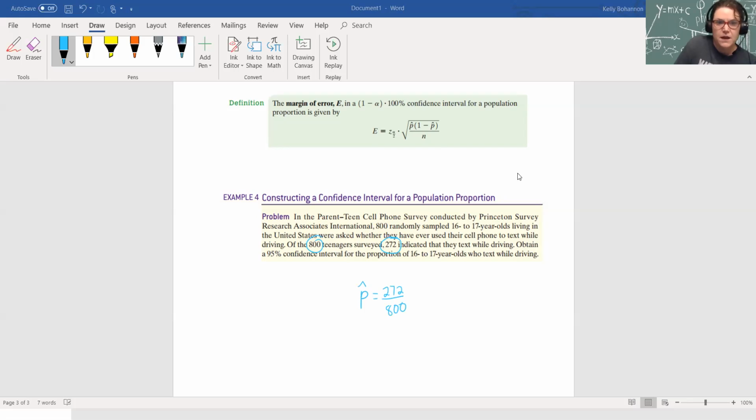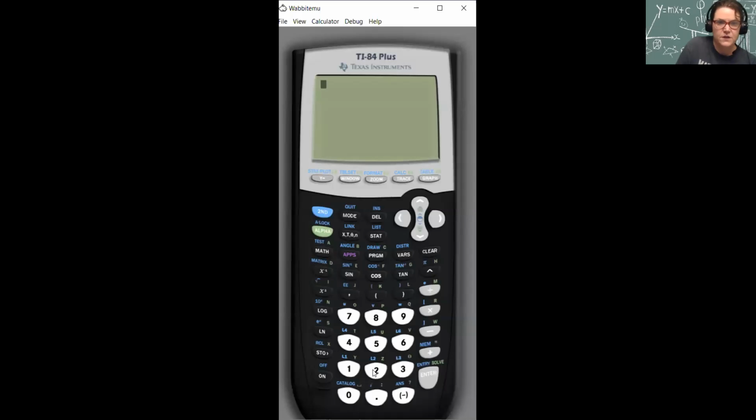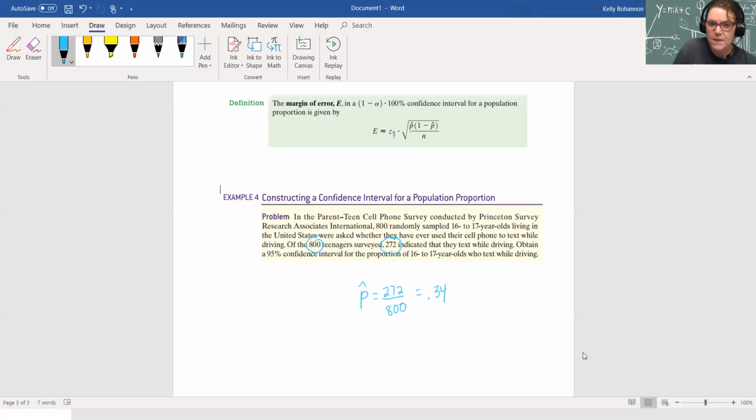So let me get my calculator here, so I can get a percentage. So 272 divided by 800 is 0.34. All right, so my p hat is 0.34. That means I can find my, let's see, we're doing a 95% confidence interval.